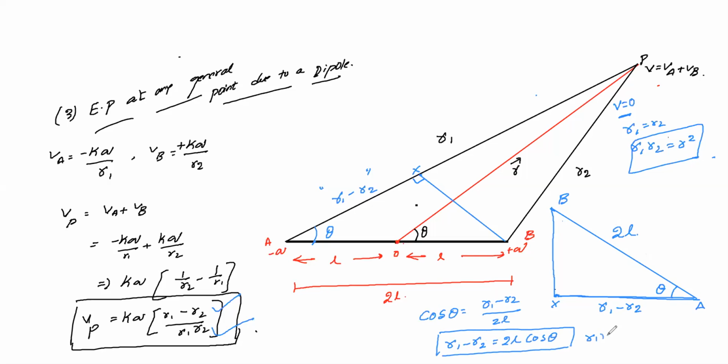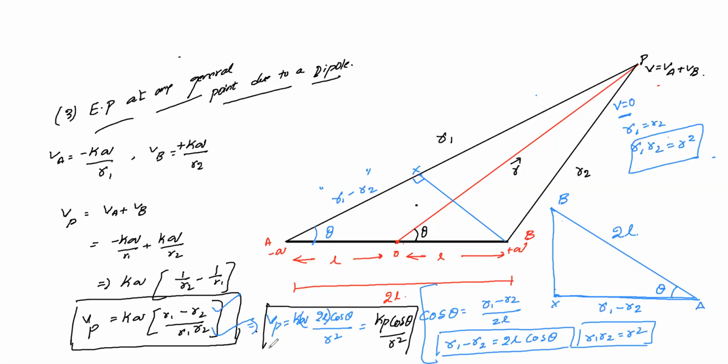And we already know R1 R2 is equal to R square. So these are the two relations, and I'm going to substitute here. So when you do that, the potential VP is equal to KQ times R1 minus R2, which is 2L cos theta, divided by R square. And we already know Q into 2L is nothing but the dipole moment. So the final relation is Vp is equal to Kp cos theta by R square. Remember this.